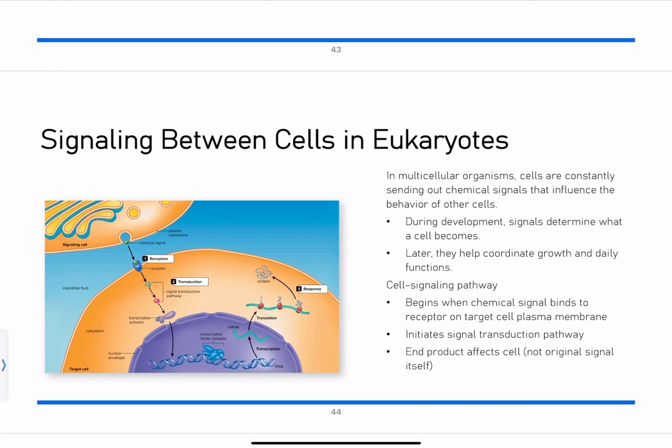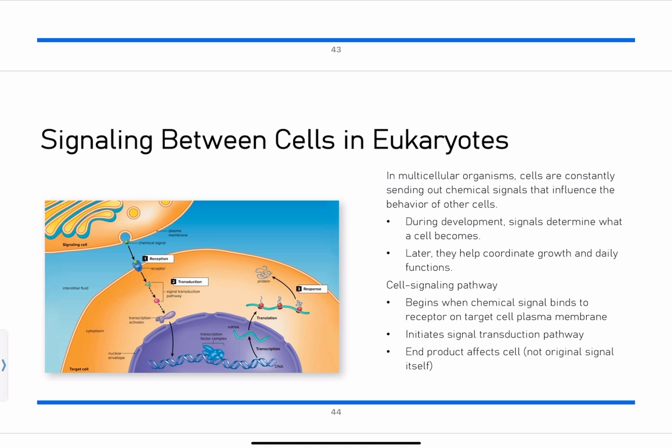Okay, last thing I promise for this chapter is that in multicellular organisms, cells are not working in isolation. They are constantly communicating through chemical signals, and these signals are going to influence each cell's behavior. So during development, these signals can help determine what kind of cell a stem cell will become. And then later in life, they can regulate everything from tissue repair to metabolic activity. So they work through something called cell signaling pathways.